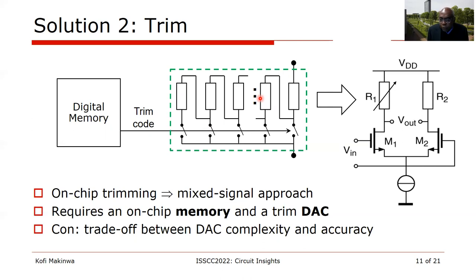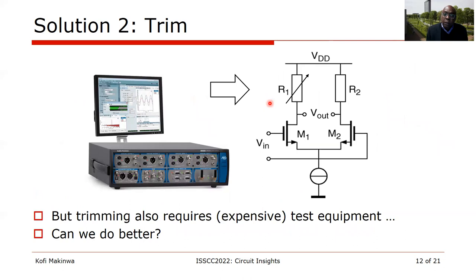It basically selects a certain corresponding resistance. And you can imagine that if I want to have, let's say, 10-bit resolution, then I need to make 1,000 of these unit elements. So there's a trade-off between my trimming accuracy or trimming resolution and my DAC complexity. So that's a limitation. Can we do better? Well, there's still something I have to tell you.